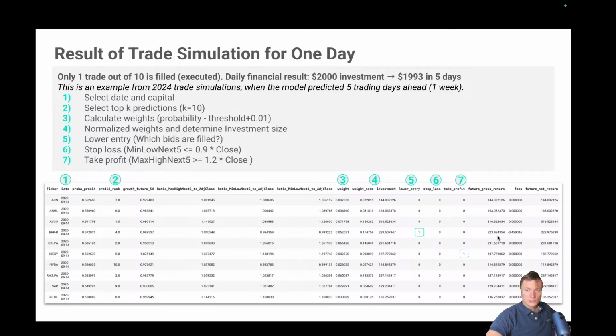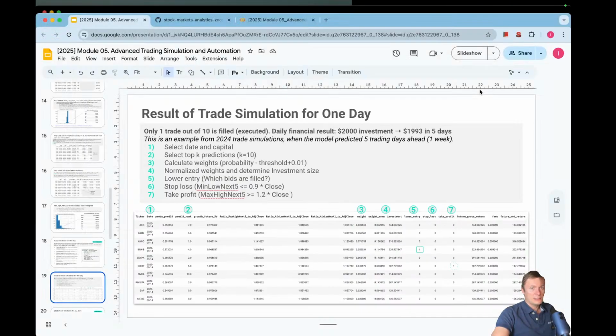Actually it's all the same numbers, but only one trade happened, and originally the investment was 229. We could buy it at a slightly lower price, but also there were some fees of 0.2% for buy and sell. So in the end, the closing price was 223, and future net return was 22.97. So that's what we have for 1 day in the code.